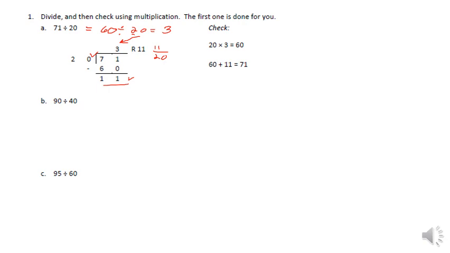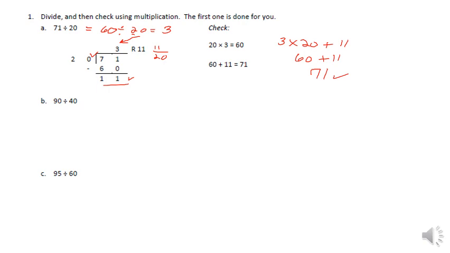Now, in order to check this, you're going to do the exact opposite of what you did. First thing you would do is take 3 times 20, and then add 11. Because 3 times 20 is 60, plus 11 gives us 71. And you can see we started exactly with the same quotient.